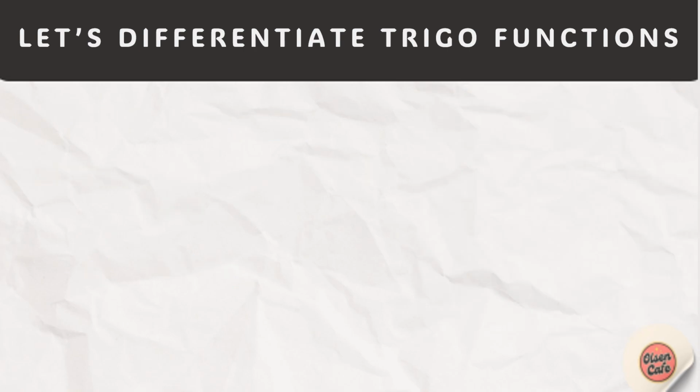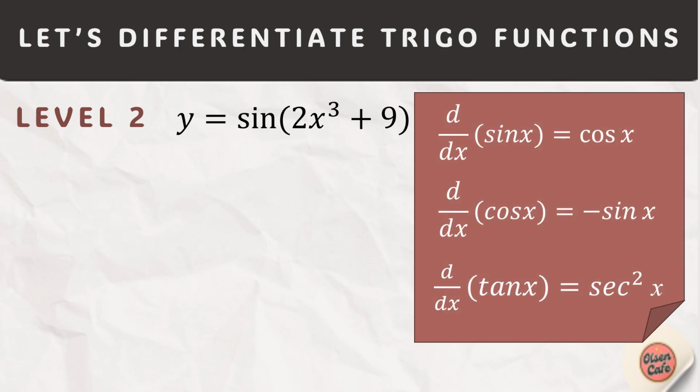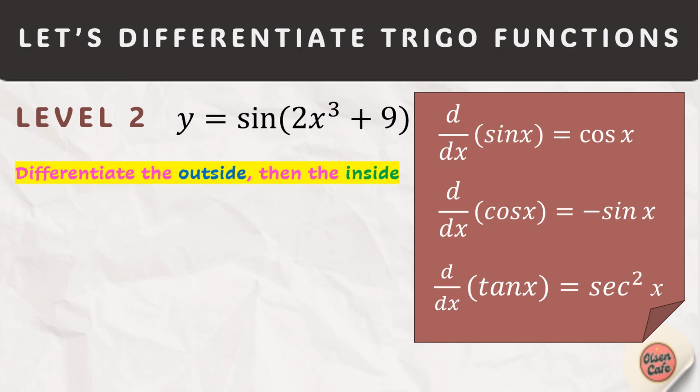Okay, very good. Now that we have done level 1, let's move on to level 2. We are going to differentiate sine bracket 2x cubed plus 9. Again, we need to know the basic well. Over here, I'm going to apply this again: I differentiate the outside, then the inside. The outside here is sine, so if I differentiate sine, I will get cosine. I just simply write it down.